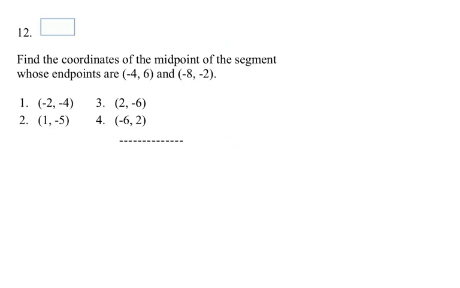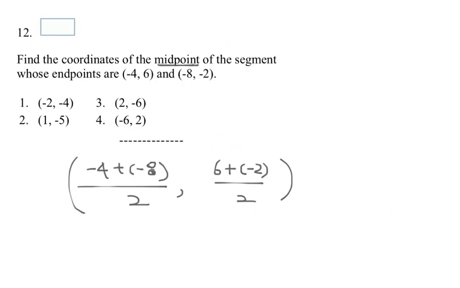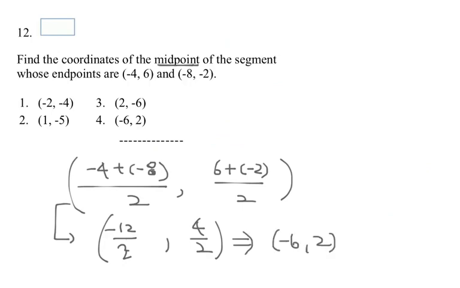Alright, number 12. How do you find the midpoint? As I mentioned earlier, we have to get negative 4 plus negative 8 divided by 2. That's the x value. The y value should be 6 plus negative 2 divided by 2. Now the first one becomes negative 12 over 2, which is the first value. The second one is what? 4 over 2. And this basically means negative 6 comma 2 is our final answer.